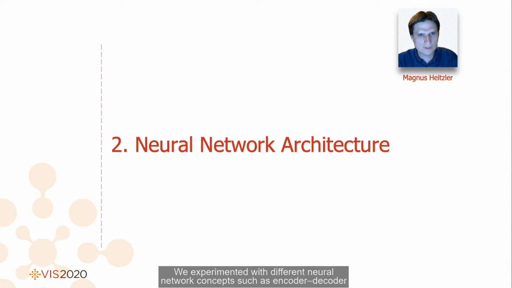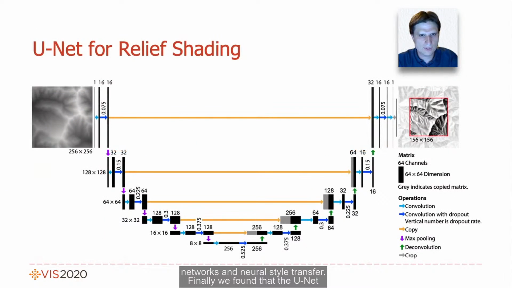We experimented with different neural network concepts such as encoder-decoder networks and neural style transfer. Finally, we found that the U-Net architecture shows the most promising results. Originally, the U-Net was introduced by Ronneberger et al. in 2015 for semantic segmentation. Here you can see what our specific version of the U-Net for terrain shading looks like.